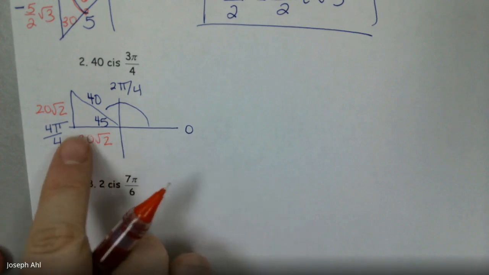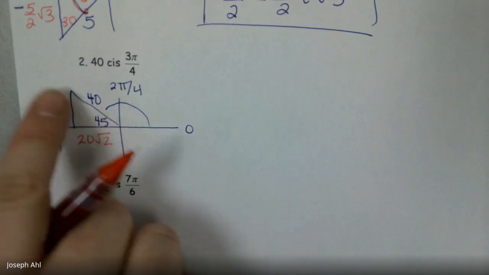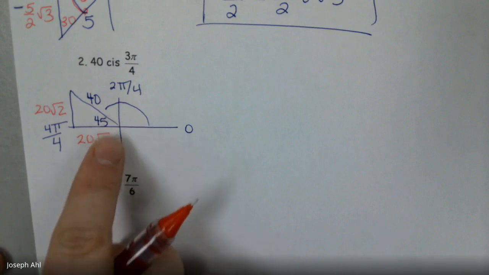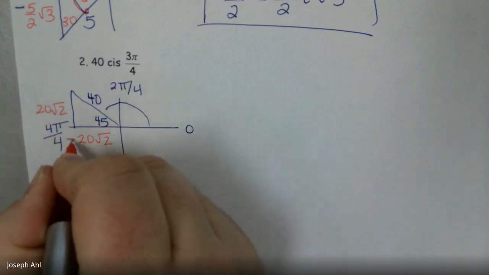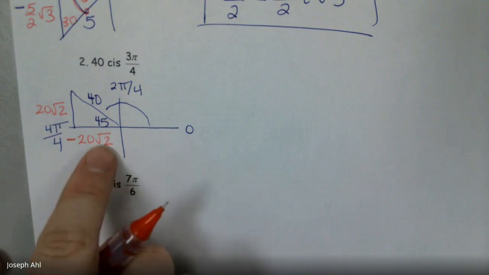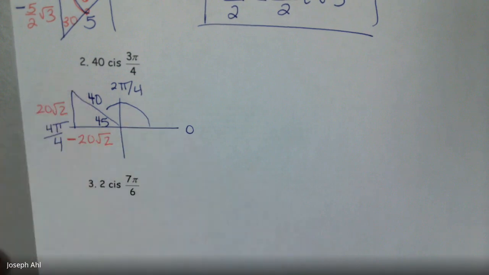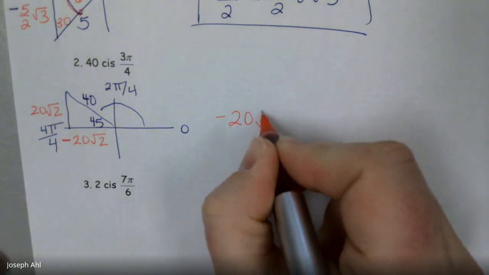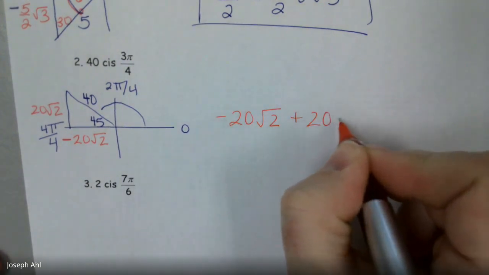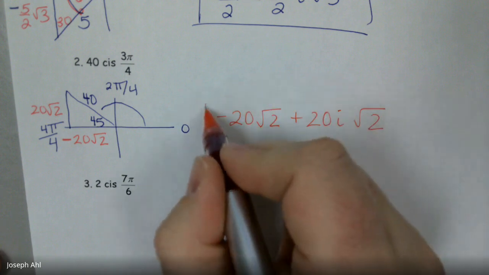But think of it this way. If you take this number and multiply by radical 2, that has to be the hypotenuse. 20 radical 2 is equivalent to 40. Oh, and by the way, we're going left, so we better label this one as negative. Going up is positive. In a plus bi form, this is negative 20 radical 2 plus 20i radical 2.